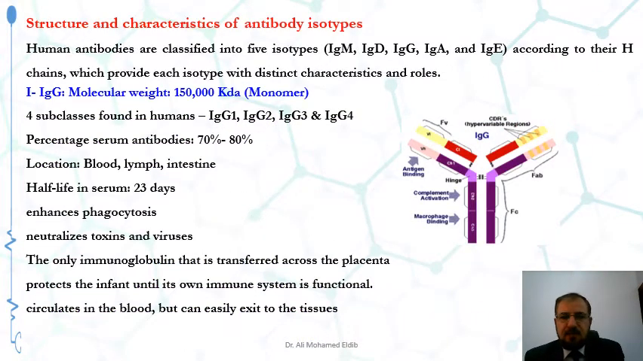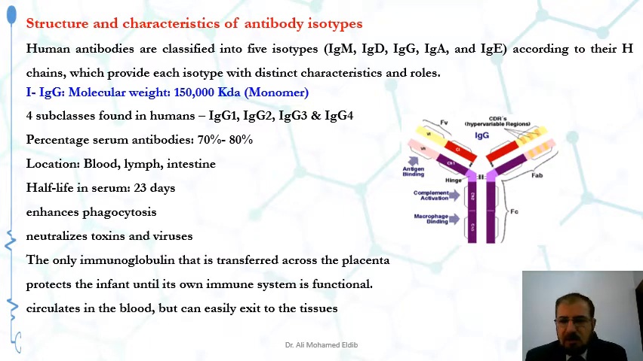Okay. Now we will talk about the structure and the characteristics of antibody isotypes. These are the 5 isotypes that we mentioned before: IgM, IgD, IgG, IgA, and IgE, according to the heavy chain differences.